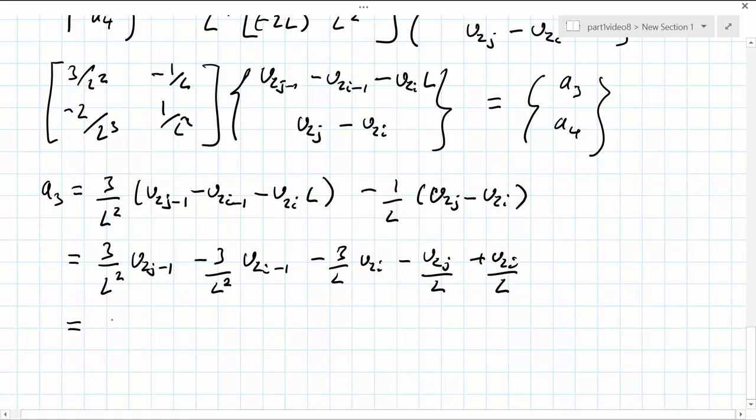Finally, this gives us 3 over L squared, U2j minus 1 minus U2i minus 1, minus 1 over L times by U2i plus U2j.